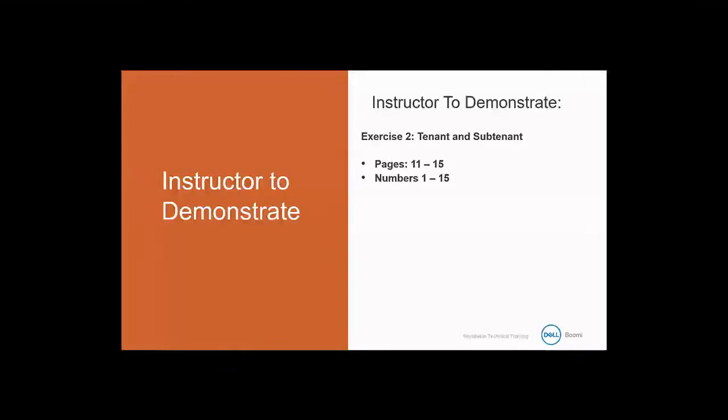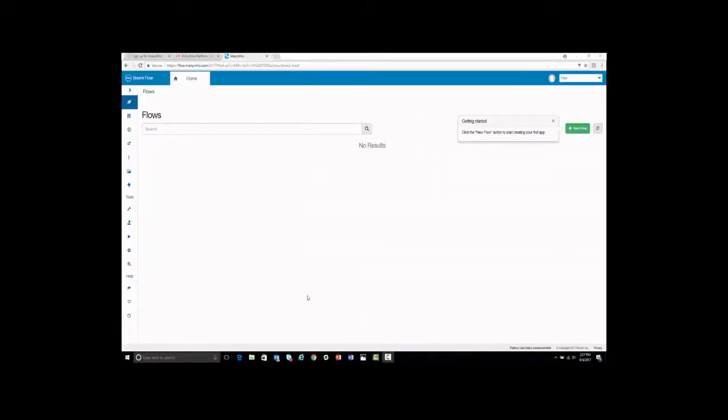This brings us to our next exercise. So with this exercise, exercise 2, we're going to be setting up a subtenant by going through our main tenant and accessing it through the home toolbar. Now let's navigate back to our main tenant and our Boomi flows page.